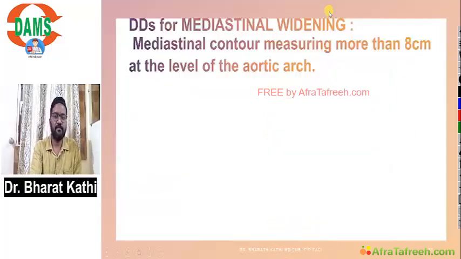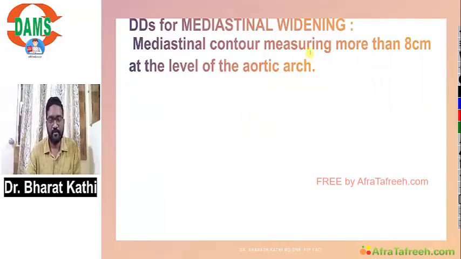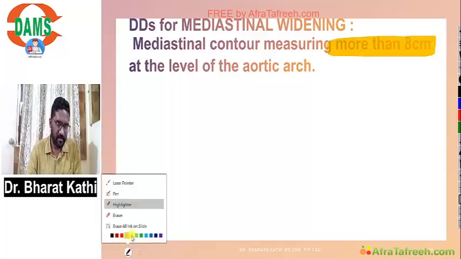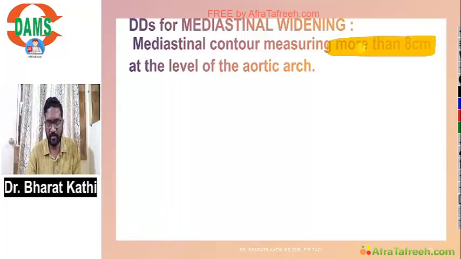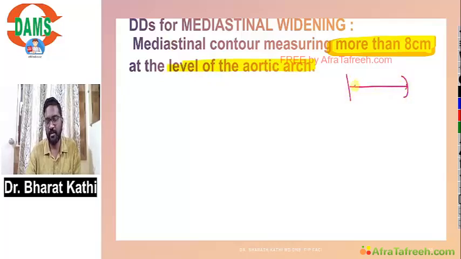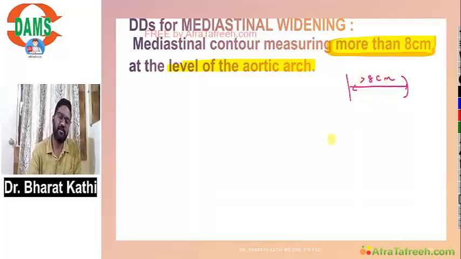Now when there is mediastinal widening, what are your differential diagnoses? What is the definition of mediastinal widening? Somebody who is very much interested in centimeters and numbers can ask you, so what is mediastinal widening? It is more than 8 centimeters at the level of the aortic arch. From the aortic arch, you have to draw the line in this plane. If it is more than 8 centimeters, it is called mediastinal widening.